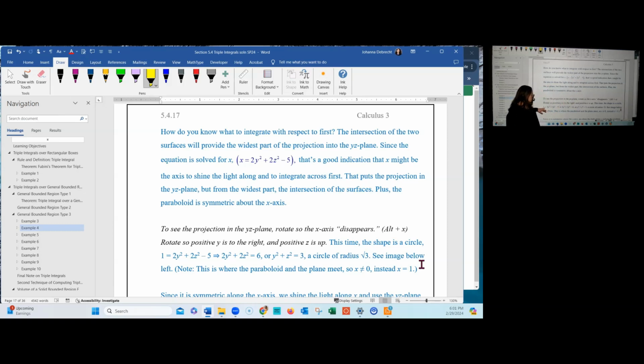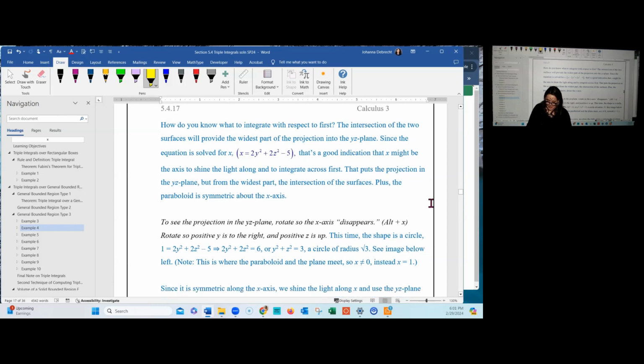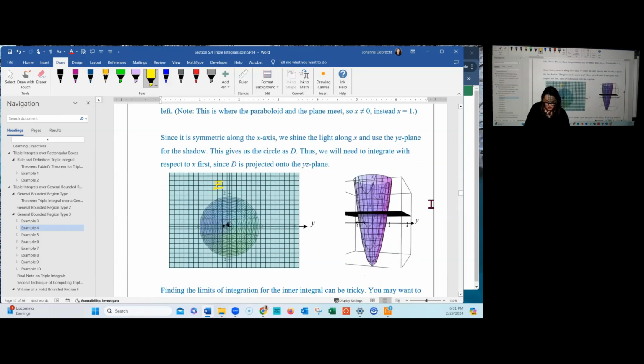So we set x equal to 1 in the paraboloid equation, which gives us the function 2y squared plus 2z squared equals 6, or y squared plus z squared equals 3, which is a circle in the YZ plane of radius square root of 3. This is where the paraboloid and the plane meet. So x is not equal to 0 here. It's x equal to 1. So the actual radius of the widest part of our region is square root of 3.